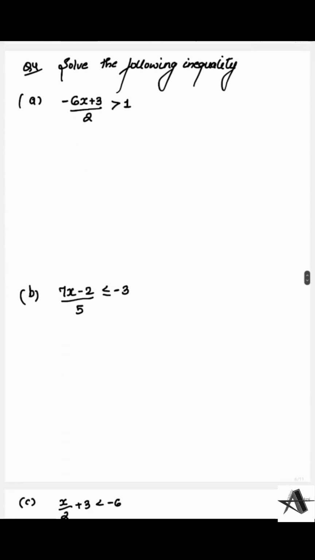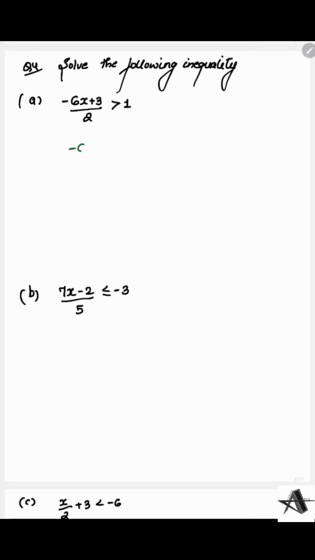Question 4 says solve the following inequality. Here we are supposed to just solve the inequality, need not represent it on a number line. Obviously, as I told you, if something is a denominator with x, we need to remove that first in order to isolate x. So multiply both the sides by 2.